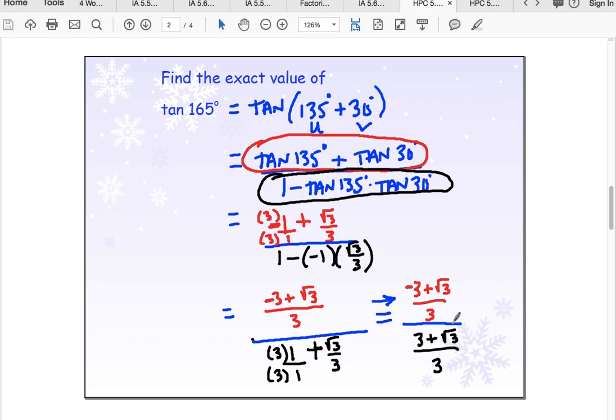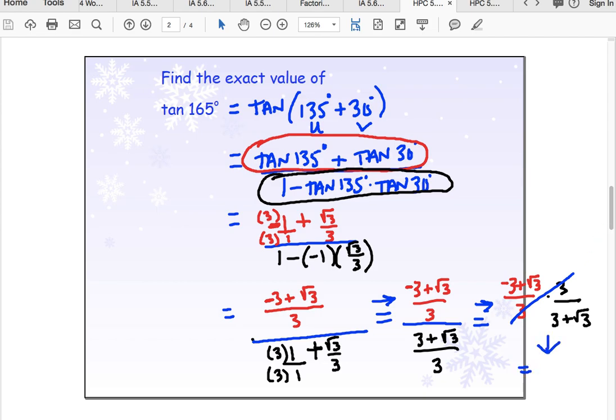Okay, so now this looks like a mess because we've got fractions within fractions. So let's multiply by the reciprocal. So I'm going to take all the red stuff, -3 plus square root of 3 over 3, and we're going to multiply by the reciprocal of the stuff in the denominator, which would be 3 over 3 plus square root of 3. And then what you'll notice is these 3's cancel.